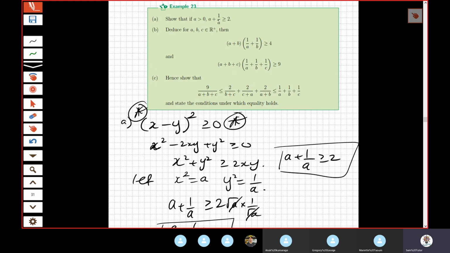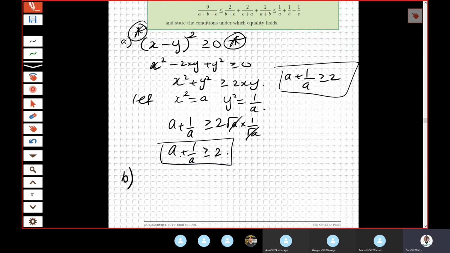Okay, the next one says deduce that for a, b, and c being an element in the real field, that (a + b)(1/a + 1/b) is greater than or equal to 4. So we're trying to prove (a + b)(1/a + 1/b) ≥ 4.